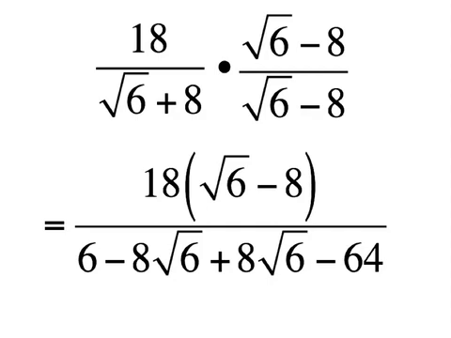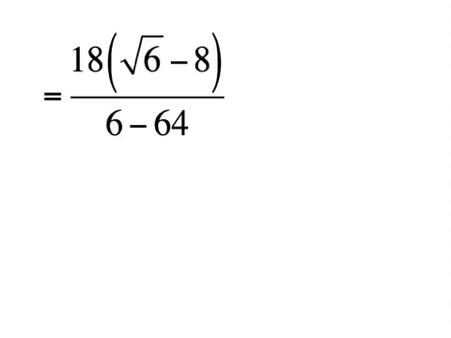Root 6 times negative root 8 is negative 8 root 6, which I've written minus 8 root 6. The 8 times the second root 6 is 8 root 6, and the 8 times negative 8 is negative 64, which we've written minus 64. And once again, in the middle, we have a negative 8 root 6 and a positive 8 root 6, so they make 0.